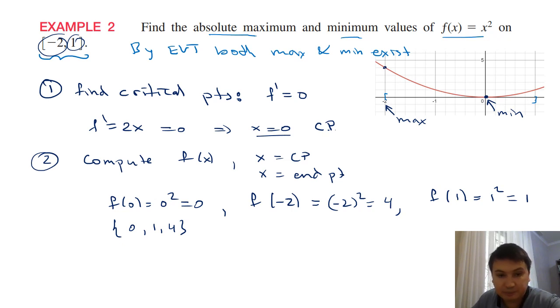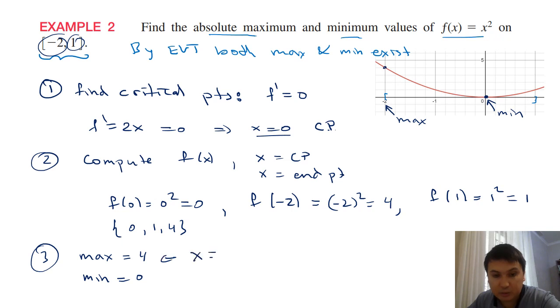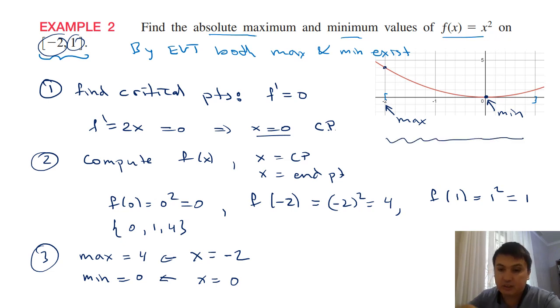What is the third step? The maximum of this, so max is 4, right? And the min is 0. Just look at the set, right? 1 is sort of a value in between, so we simply ignore it. We pick the minimum, which is 0. The maximum is 4, and it occurs when x is equal to -2, and the minimum occurs when x is equal to 0, right? So that justifies what we see in the graph.